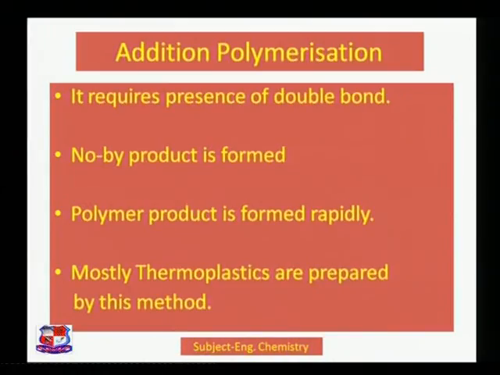So what are the plus points there? What are the specifications regarding addition polymerization? It requires the presence of a double bond. There is no byproduct formation. It is just simple addition. Then you can see here the polymer product is formed very rapidly in the process. Mostly thermoplastics are prepared by this method, and one has to remember that. An example you can take is the polyethylene formation that we have seen in the reaction.